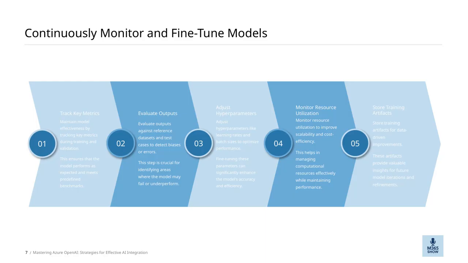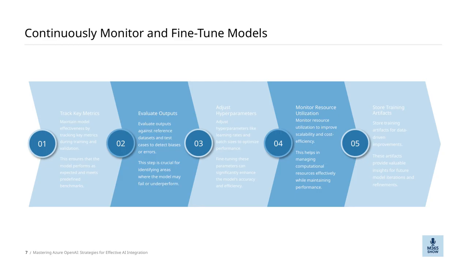Let's talk about the importance of continuously monitoring and fine-tuning your models to keep them performing at their best. First, it's essential to track key metrics during both training and validation phases. This helps us ensure that the model is meeting expected performance levels and hitting those predefined benchmarks we set earlier. By doing so, we can catch any issues early on and make necessary adjustments.